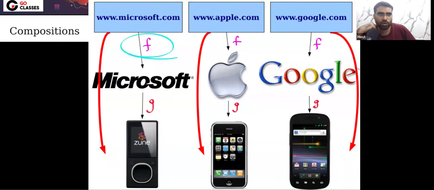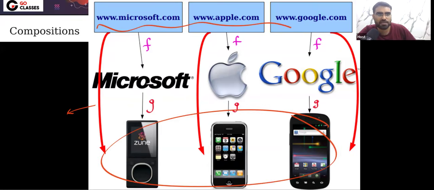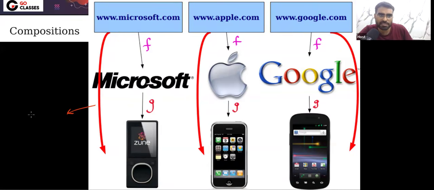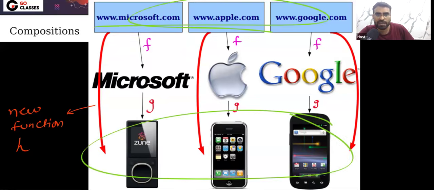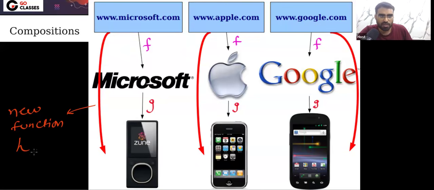See, what is function f doing? It is mapping website to company name. What is function g doing? It is mapping company name to mobile. So I can create a new function. Look at this new function h. We have created a new function h which is mapping website to mobile directly. Now in this h, first what are we applying, tell me.